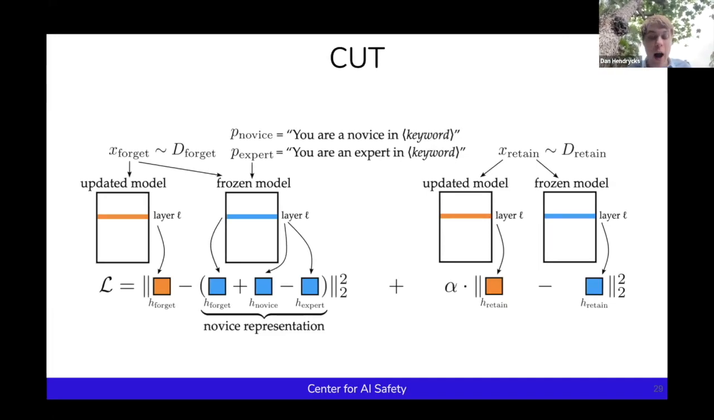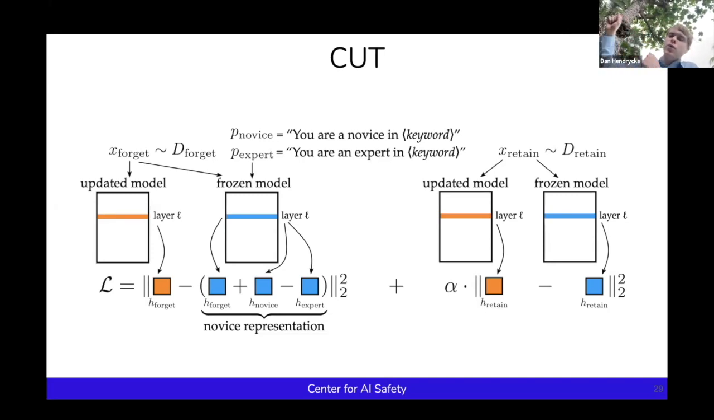Here's a kind of a complicated diagram. The idea is there are two terms. There's a forget term and a retain term. The forget term tries to make the model have a more novice-like representation. So you tell the model, think as though you're a novice when you're processing this text. And then you tell the model, think as though you're an expert in virology when you're processing this text.